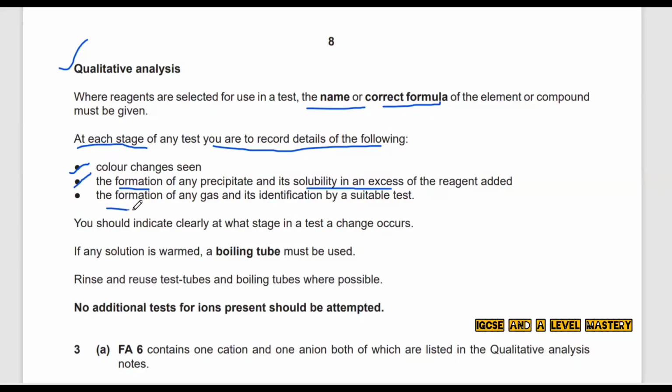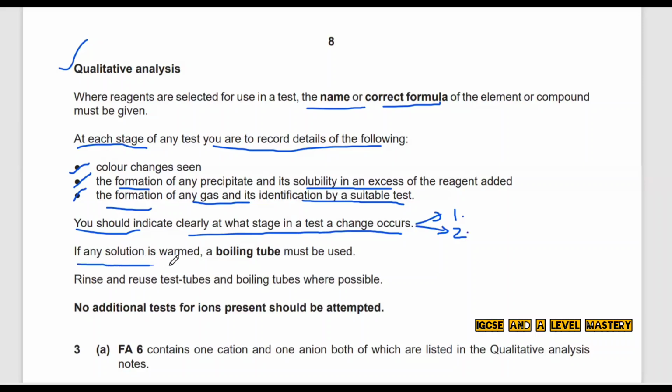And the last is to test the formation of any gas and its identification by a suitable test. So if there is any gas, then you have to identify it by a suitable gas test. They won't be giving you directly which gas test to perform. You have to identify it and do the process. And next, you should clearly indicate at what stage in a test a change occurs. If they are asking you to add a reagent and then heat, you have to mention what happens when you add the reagent. If there is any observation, you will have to write that. And then after heating, what is the observation? That should also be added. So at every stage, you will have to write the observation. First after adding the substance, and then the next result will be after heating, in this particular case that we just mentioned.